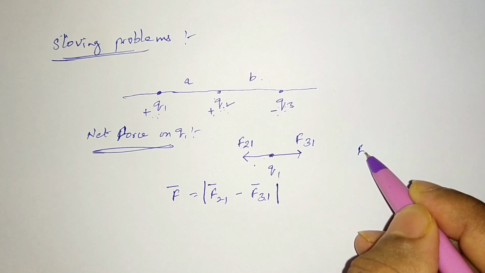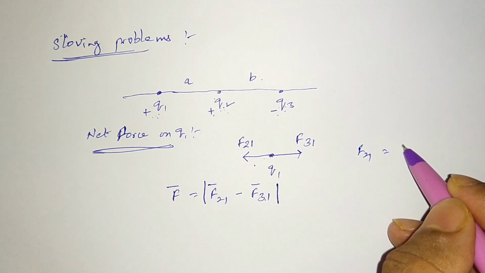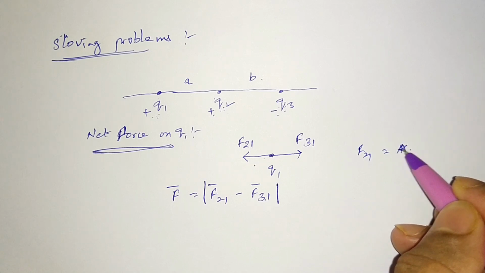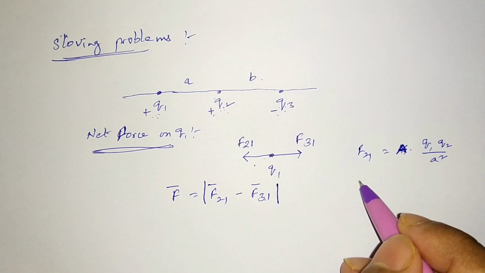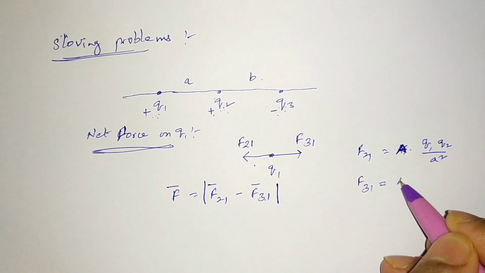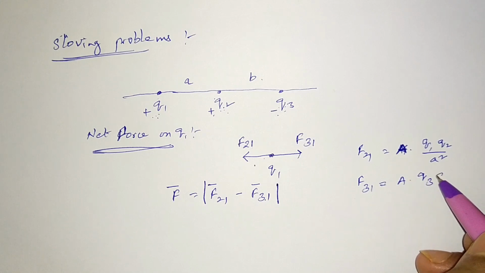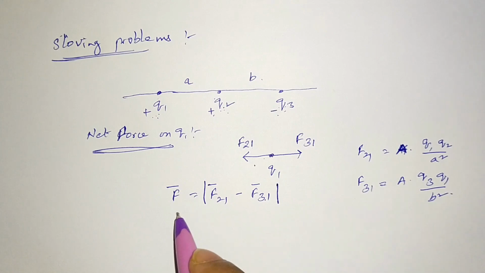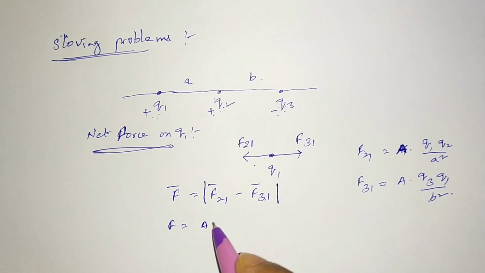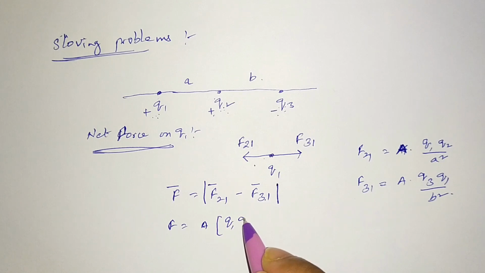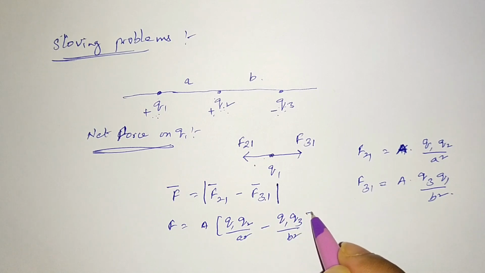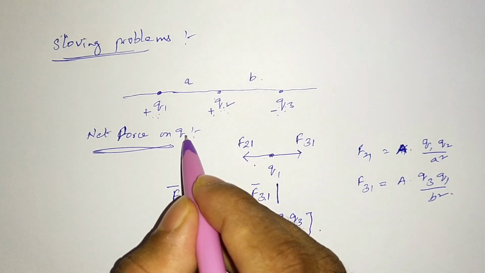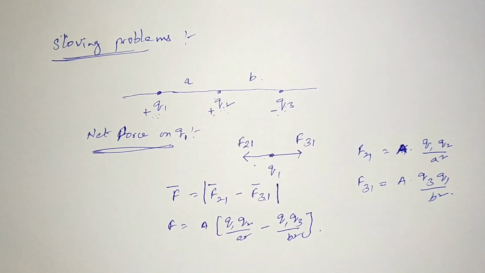So here we will be calculating F21, how? 1 by 4 pi epsilon naught, let us take that as K, sorry, A, into q1 q2 by a squared. Similarly, F31 is A into q3 q1 by b squared. Now what is F, sir? F is the subtraction of these two forces. Can I take A common? Right, that is A into q1 q2 by a squared minus q1 q3 by b squared. This is the net force on q1. If you know the values, you can substitute and calculate very easily.